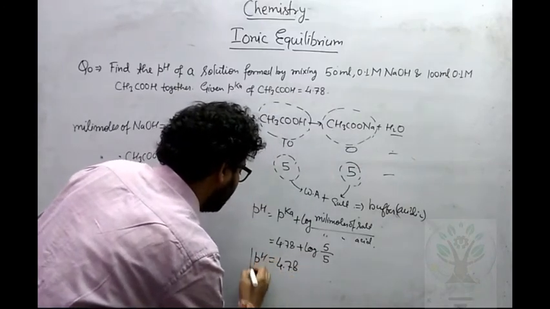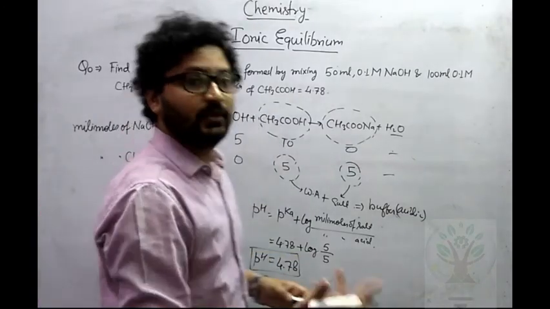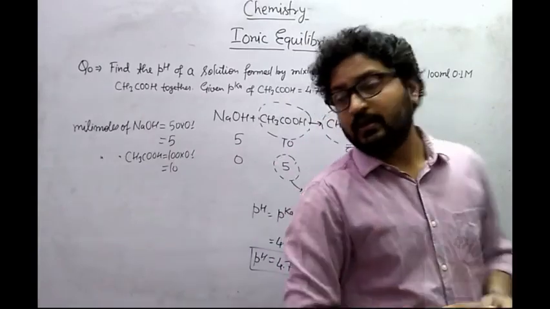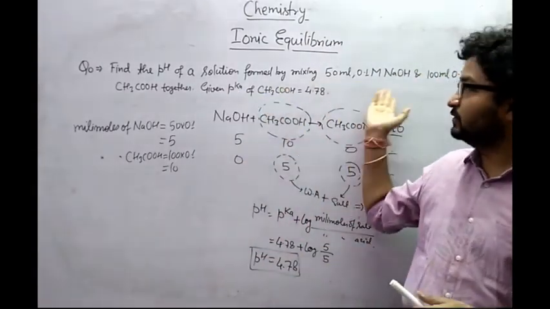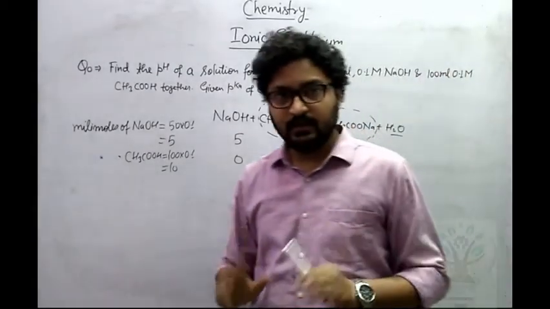So how much will I get? 4.78. What is this? This is the pH of the solution formed by these two components. You're getting this thing? Good.